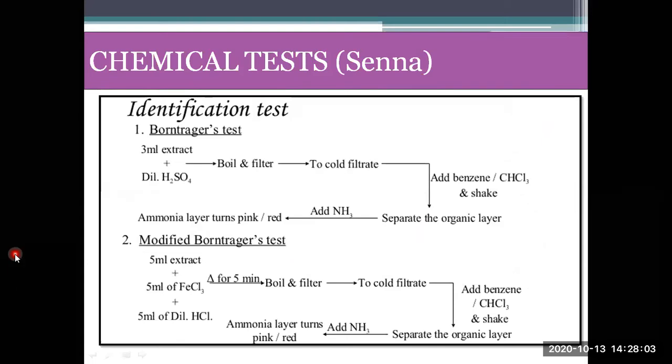For the Borntrager test, that was the first one, we had taken the extract, added dilute H2SO4, and filtered it. To the filtrate, we added benzene and separated the organic layer. In the organic layer, we added ammonia, and we got the pink color. This is the Borntrager test.